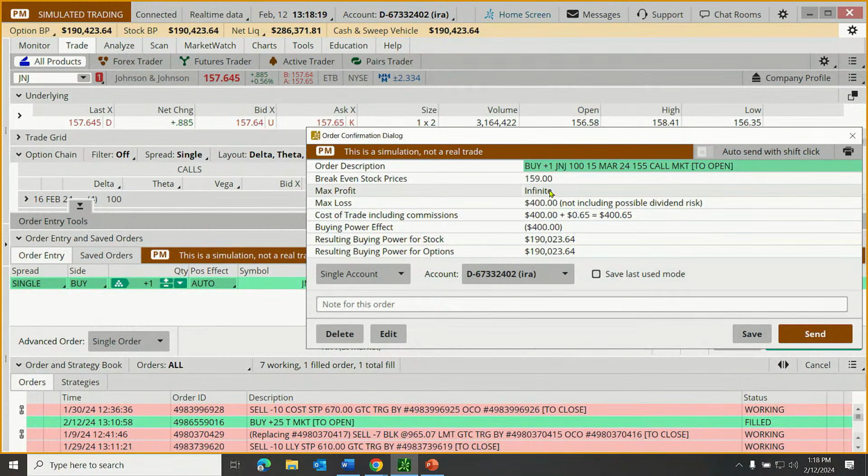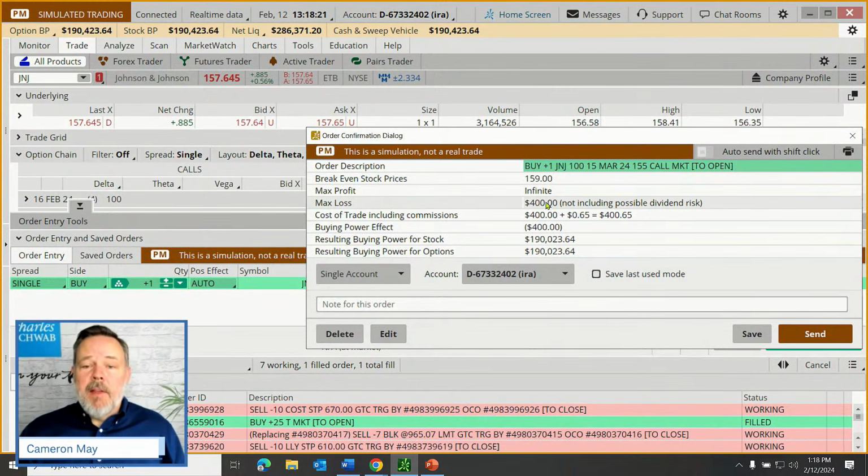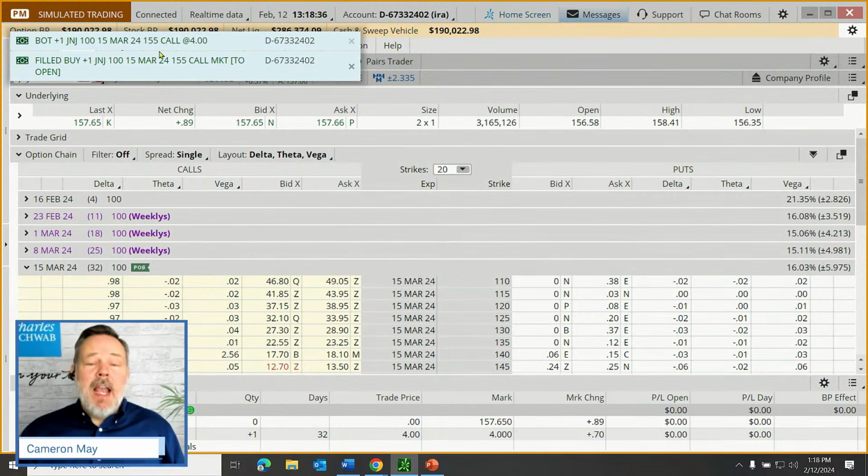Infinite profit potential on a long call. The amount that we invest is the amount that we can lose on the long call theoretically, and there is a commission on this trade. So maybe at a price of $4, we might be paying $400.65. Let's send that order off. And we just bought that long call.